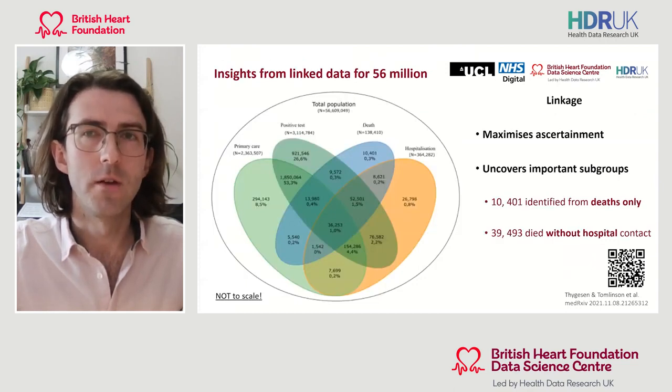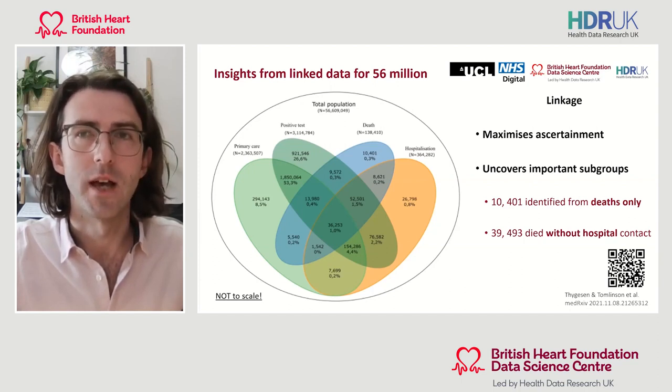You've already seen this slide from Angela's presentation showing individuals identified from each group of datasets. Positive tests in dark green, primary care diagnoses in light green, hospitalizations in orange, and deaths in blue. From this, I'd like to highlight 2 take-home messages. Firstly, linkage maximizes ascertainment. We identify unique cases from each dataset, and in this non-proportional Venn diagram, there are significant numbers in each cell.